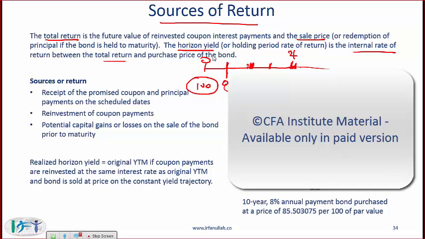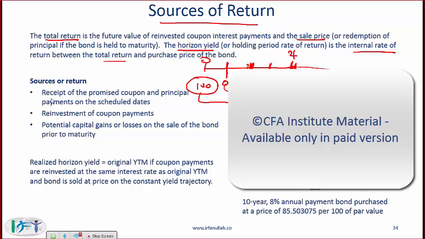It just boils down to IRR based on the cash flows. The 100 is your money spent, so that's the investment, and then 120 is the future value of all the cash flows. So the IRR simply connects these two numbers. That IRR is also called the horizon yield or the holding period rate of return.